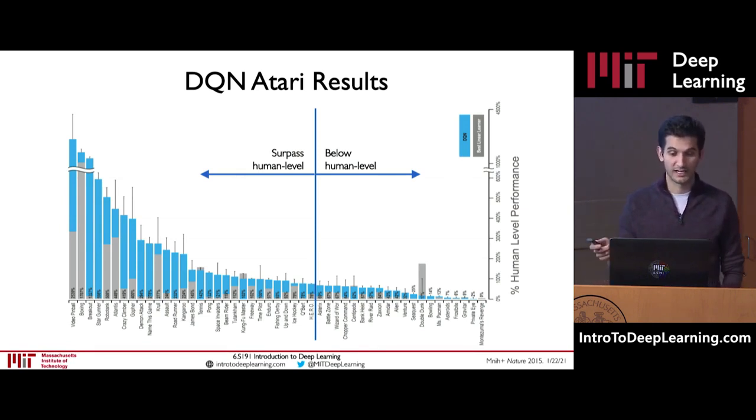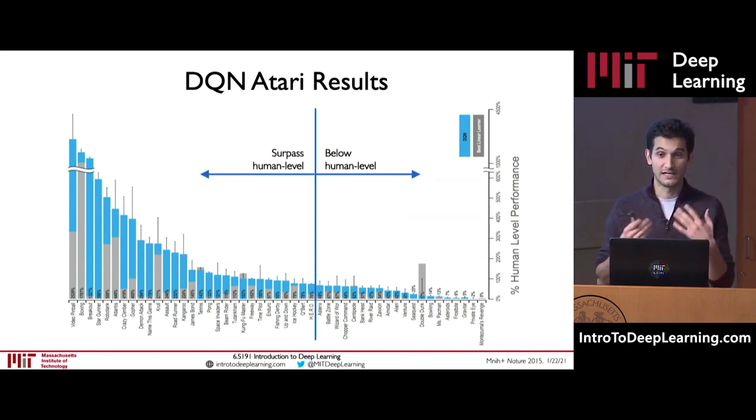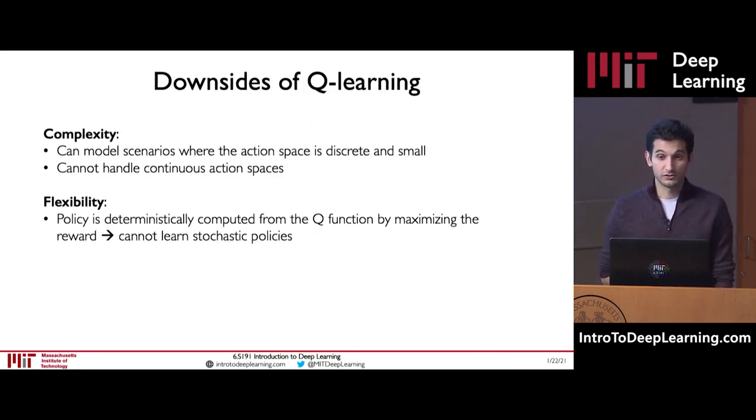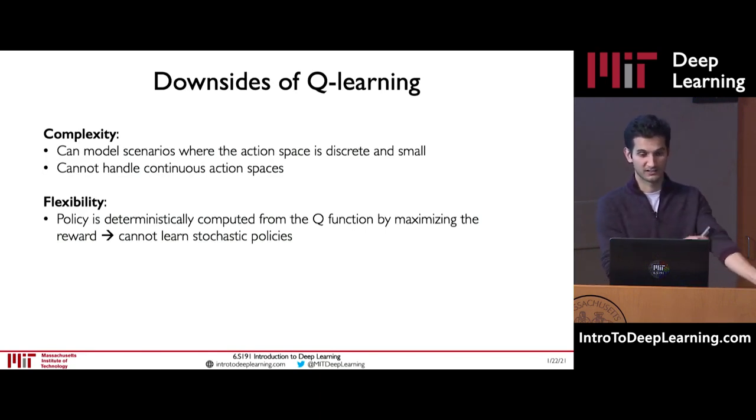Now, there were certain games that you can see on the right-hand side that were more challenging, but still, given how simple and kind of clean and elegant this algorithm was, it's actually, to me, still amazing that this works at all, right? Now, there are several downsides to Q learning, and I want to talk about those, and those will kind of motivate the next part of today's class.